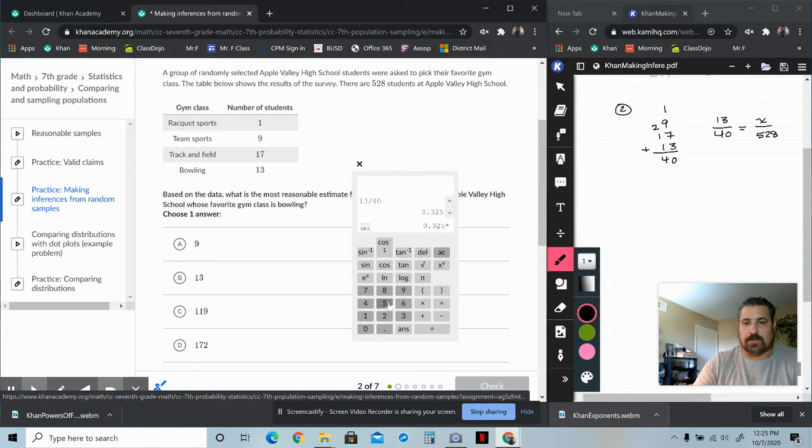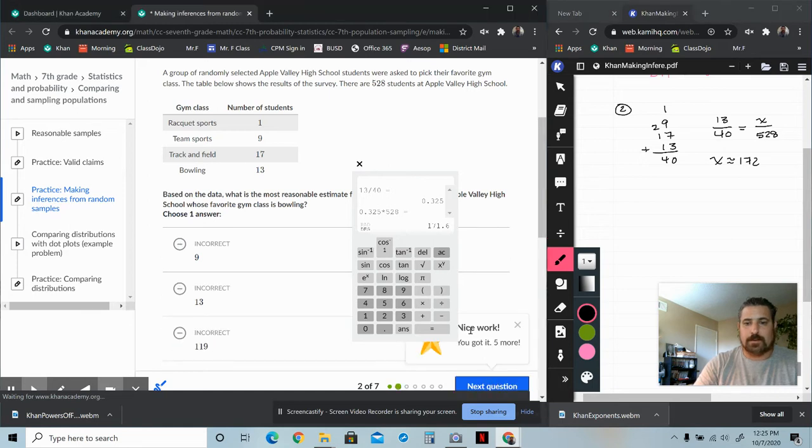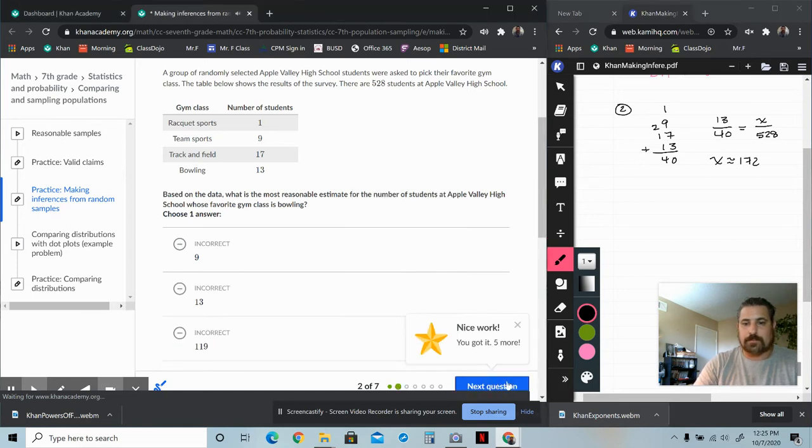So multiply it by 528, and you're going to get the answer, 171.6. And so 171.6 is approximately 172. So you'd say about 172 people would probably pick bowling as their favorite gym elective. And that's how you do the problem.